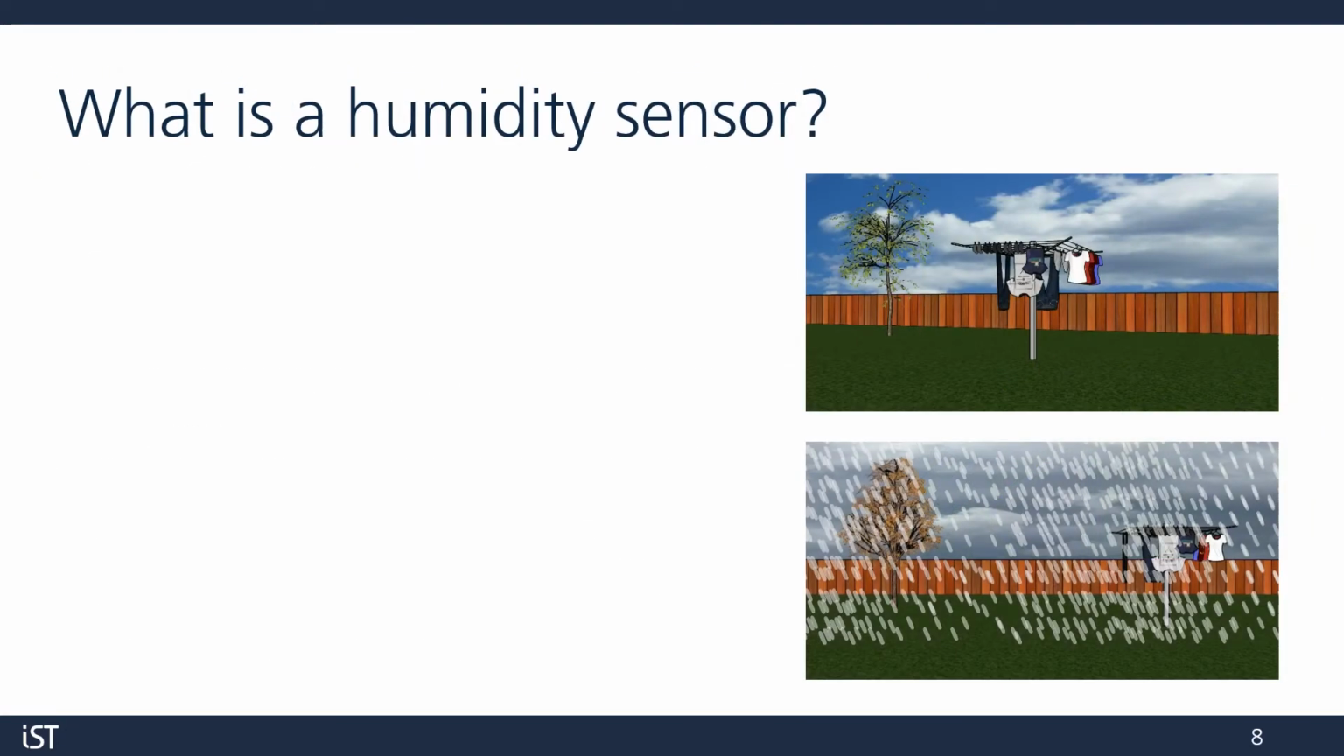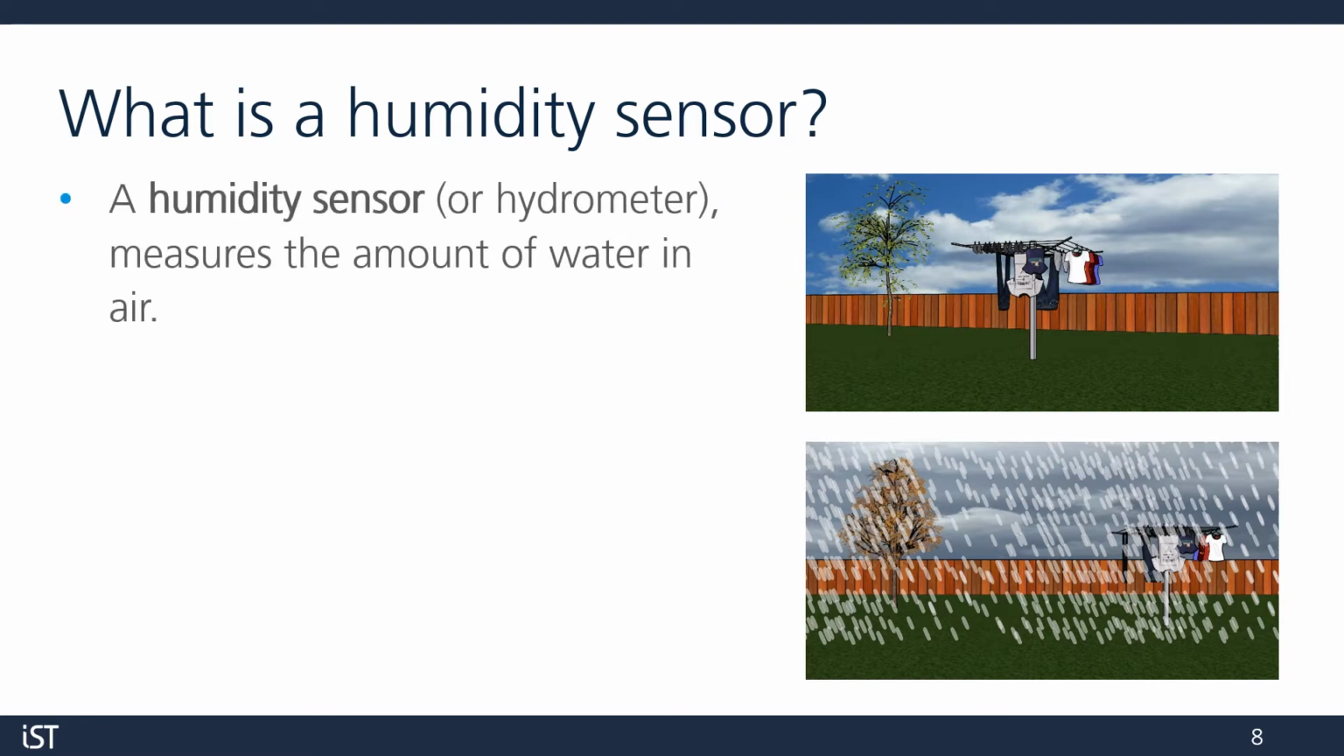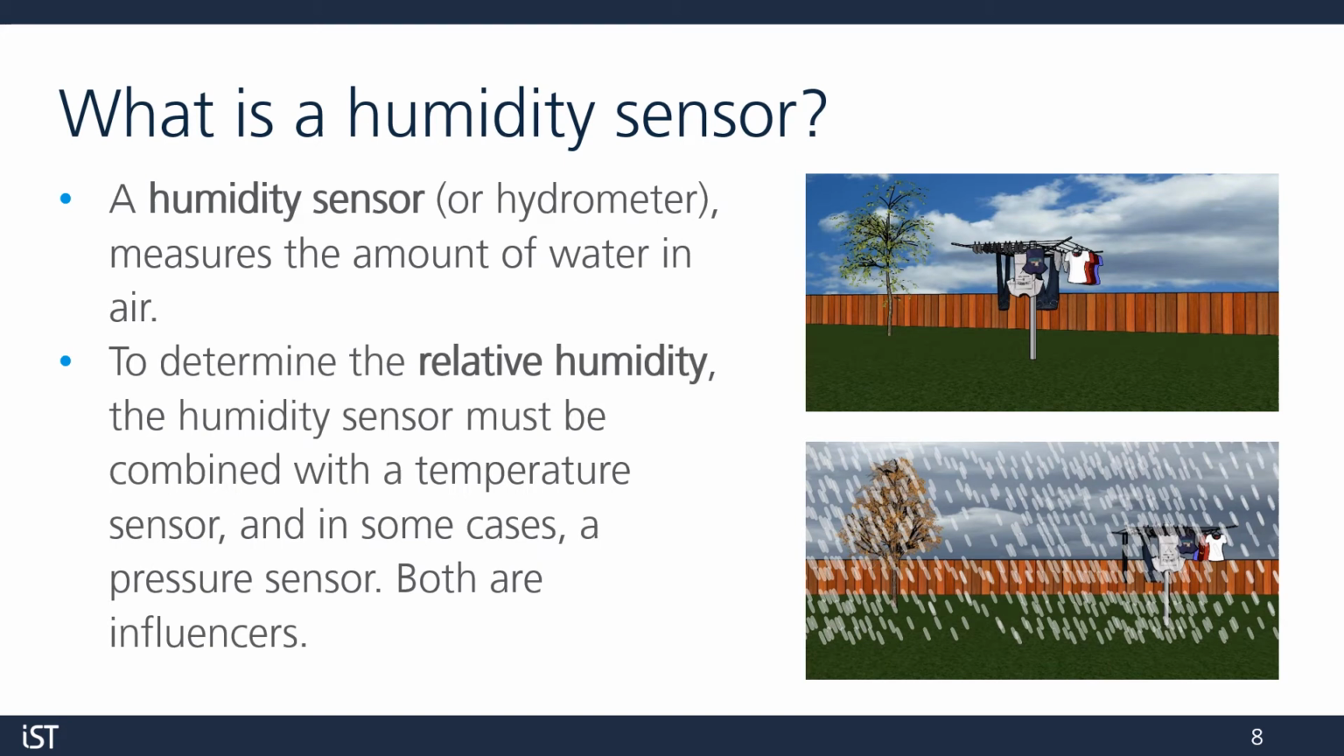What's a humidity sensor? A humidity sensor, sometimes referred to as a hydrometer, measures the amount of water in the air. To measure the relative humidity, we also need to know the temperature of the air. So we'll need to measure temperature as well, either with a separate sensor or with a humidity sensor with onboard temperature measurement. You can learn more about temperature measurement in our temperature sensor webinar. Pressure is also an influencer, so we'll want to measure this as well so we can calculate the relative humidity. For this presentation, we'll just be working with air at 1 atmosphere pressure.